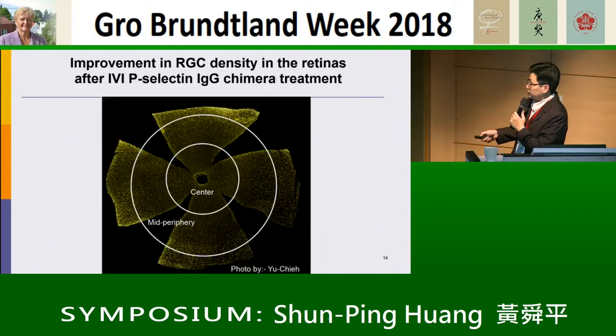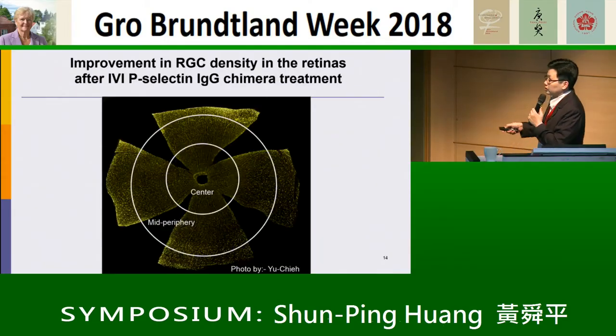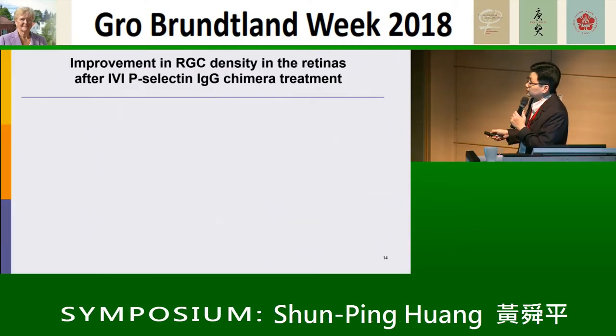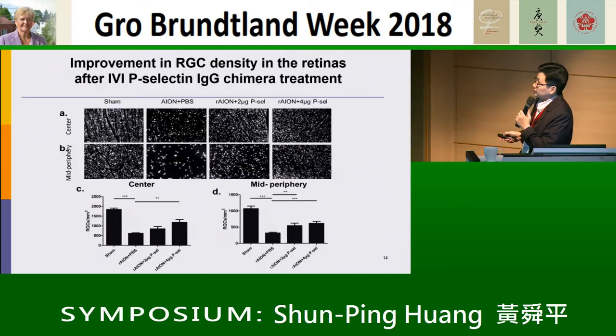So that's how we flat-mount all the retina together. We calculate the center and the mid-peripheral regions, because the retinal ganglion cell has higher density in the center, and toward the periphery the density decreases. As you can see here, the P-selectin IgG chimera can actually protect against the AION injury. Okay.